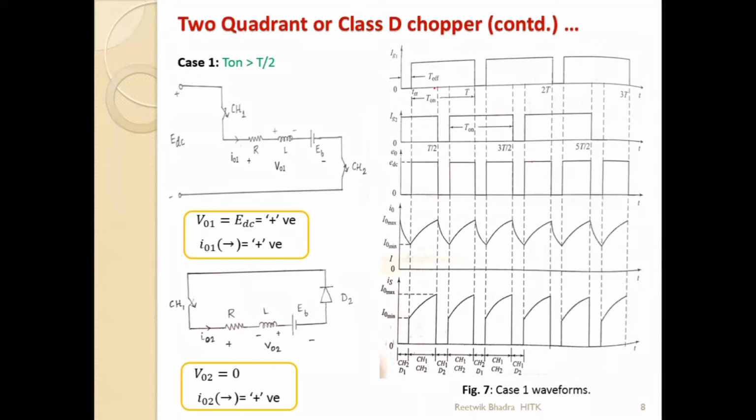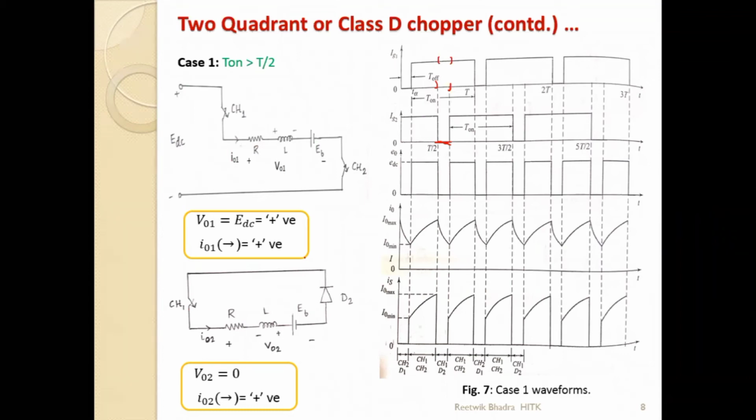Next, let us study this region, CH1 on. During this region, what happens? Ig1 is high, Ig2 is low. So this means my CH1 is on, CH2 is off. Now it is connected to this RLED load like this.